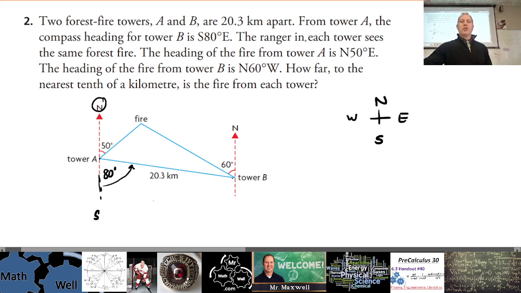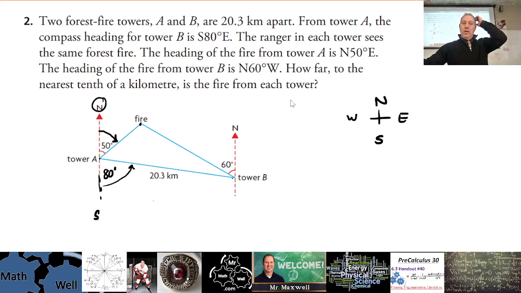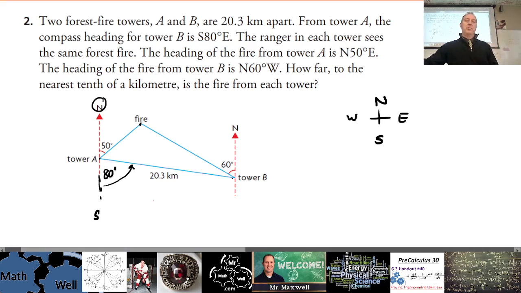All right, the ranger in each tower sees the same forest fire. Here's the same forest fire. The heading of the fire from Tower A, again, is north 50 degrees east. So we have that labeled here. Start on the north and again travel towards the east 50 degrees. The heading of the fire from Tower B, so over here, is north 60 degrees west. So it's north and then you travel towards the west. Okay, so that's 60. So that's on your diagram there.